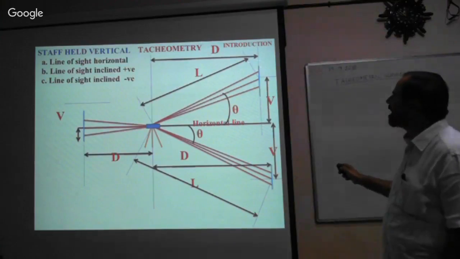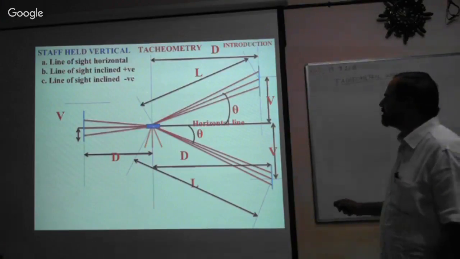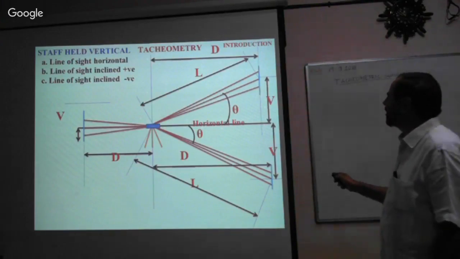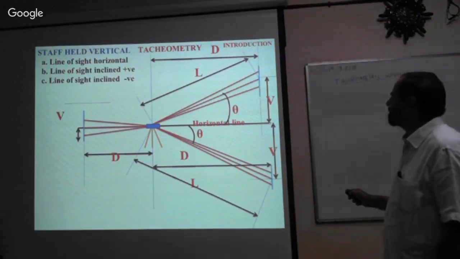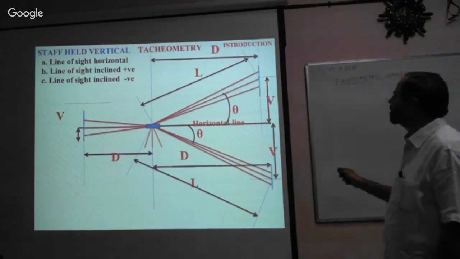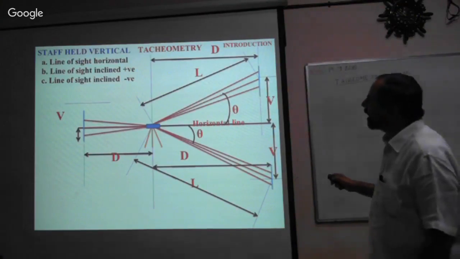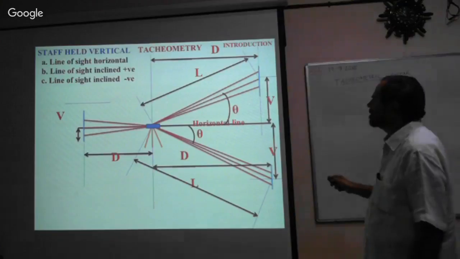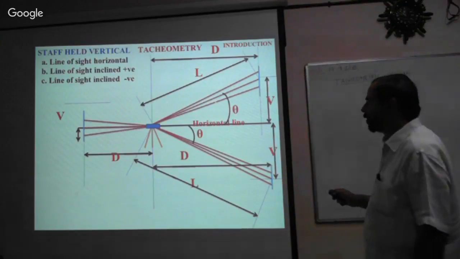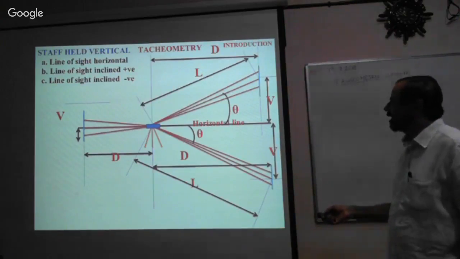The distance between the instrument station and the object, isn't it? Where we need to calculate the elevation, isn't it? This is the horizontal distance, and this is the vertical distance. That is, the vertical distance is from the horizontal axis to the central hair, isn't it? This is V, and this is the inclined length of line of sight. Please remember this, isn't it? Now these three, let us be very careful. Now I will discuss one by one. Let us see what is there in the next slide.